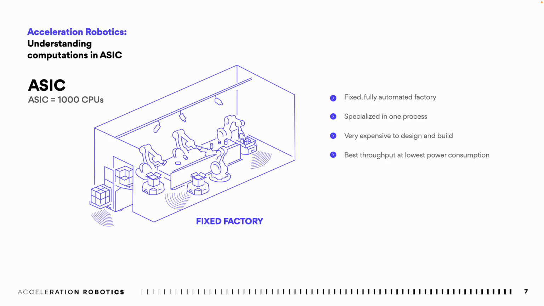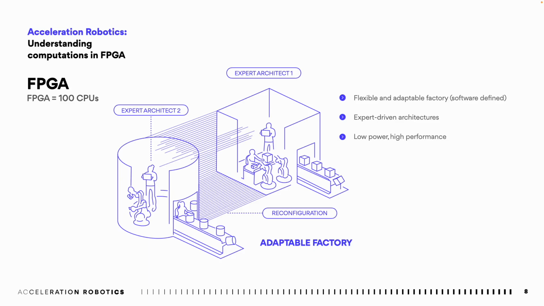Skipping over ASICs for the sake of time, let me give you a sneak peek into FPGAs. FPGAs represent adaptable factories. A factory that can produce one day boxes and the next day cylinders. It is flexible and adaptable. It can be reconfigured. There's an expert architect that can do so via software. However, it's highly complex. And though this complexity is significant, it comes with the fantastic trade-off that the output is generally low power. It provides one of the highest performances, and also it is highly deterministic because it is built in hardware at the end of the day.